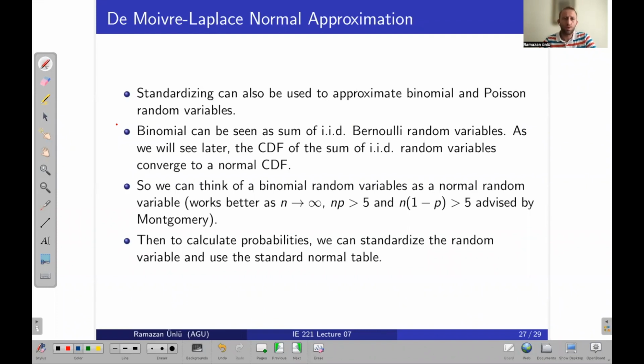Hi everyone, welcome to part 3 of lecture 7. And in this lecture, we will see the De Moivre-Laplace normal approximation.